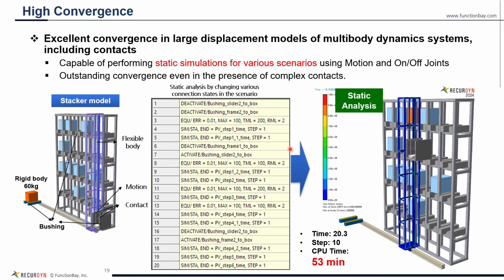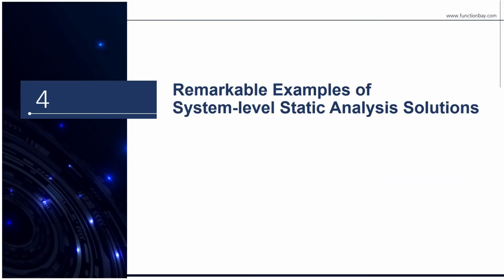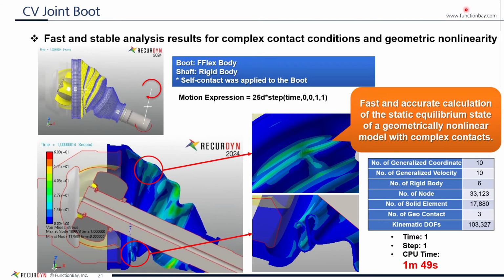So far, I have explained the unique advantages of system-level static analysis. Now, let me introduce several examples that demonstrate the remarkable effectiveness of performing system-level static analysis using F-flex static. The first model is a CV joint boot. This model represents a typical example of nonlinear FEM software.